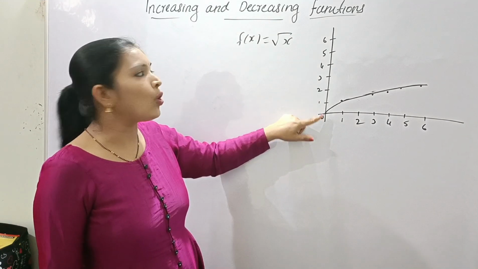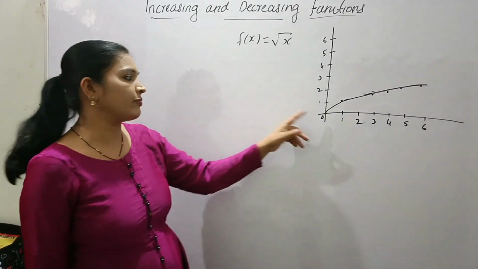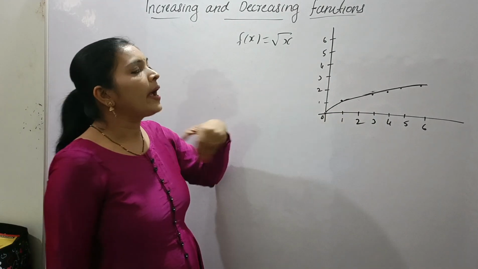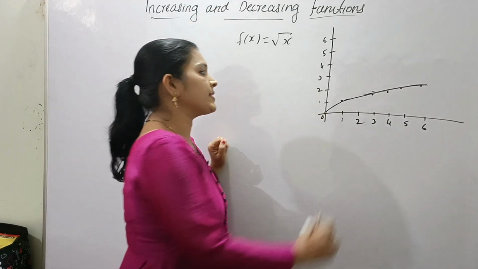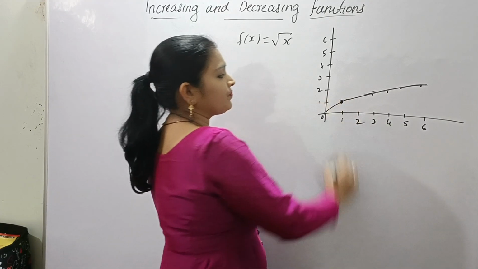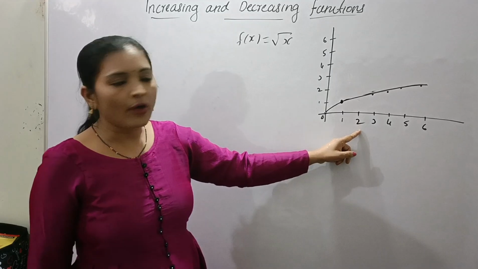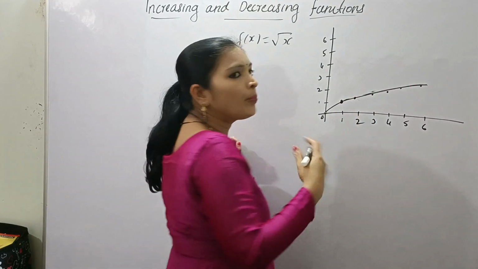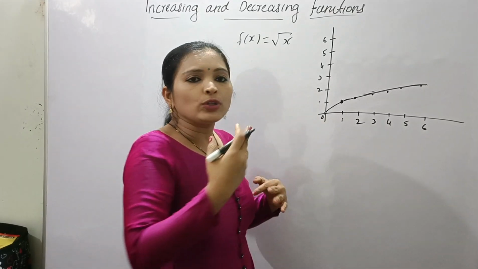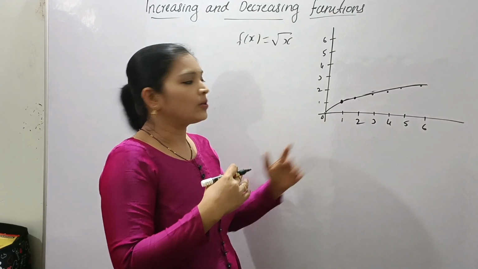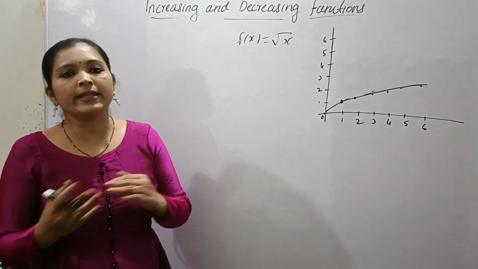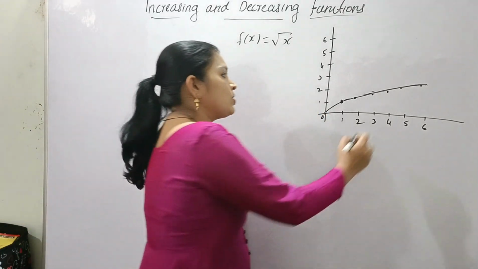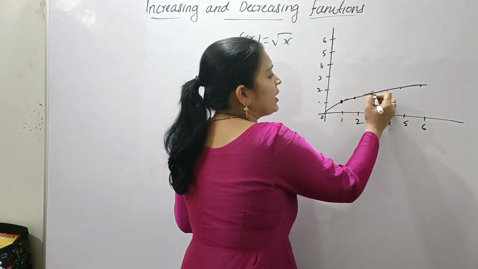When x is equal to 0, what is the square root of 0? 0 itself, right? So the point is here. When x is equal to 1, the square root of 1 is 1 itself. Then the square root of 2 is just greater than 1, so 1 point something. Next, root 3 is always greater than root 2, that is 1 point something, but it is greater than root 2. So it must be somewhere here.